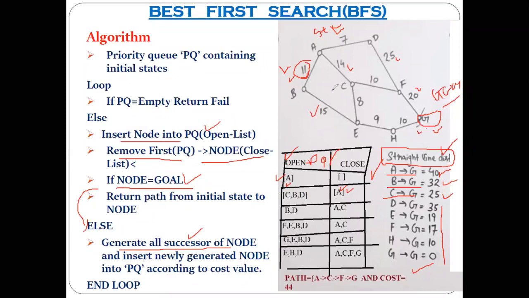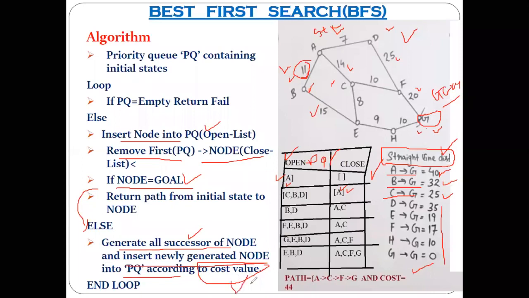Okay. Now which are the successors of node A? Tell me from this figure. B and D. Now what is being written? And insert that newly generated node into which queue? Priority queue, means open list. Yes. But you don't have to insert them randomly. How do you have to insert them? According to cost value. Now where will you find the cost value?